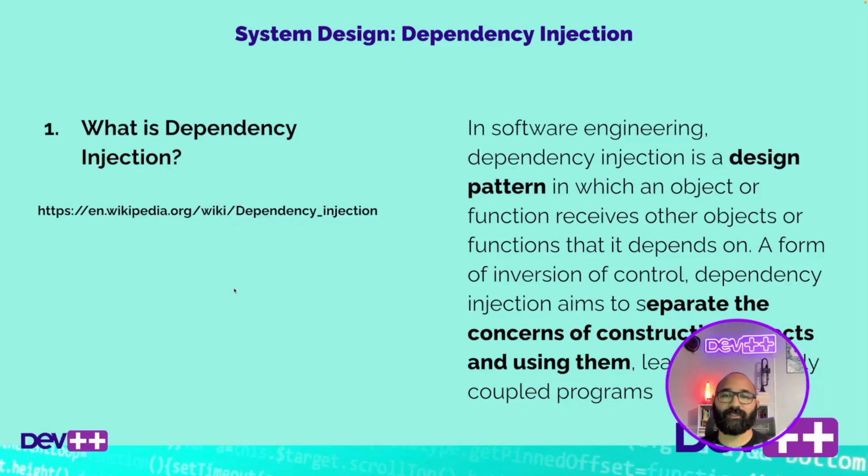So, right, what is dependency injection? This is the definition right out of Wikipedia. In software engineering, dependency injection is a design pattern. This is a very important thing to know. This is a pattern that is used everywhere in the software industry: desktop, web, servers, in which an object or a function receives other objects that it depends on. So, a form of inversion of control, dependency injection aims to separate the concerns of constructing the objects and using them, leading to loosely coupled programs.